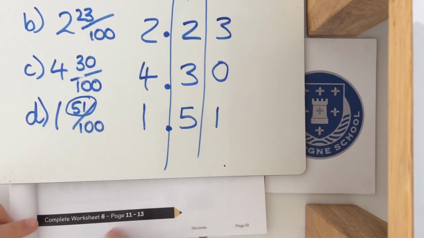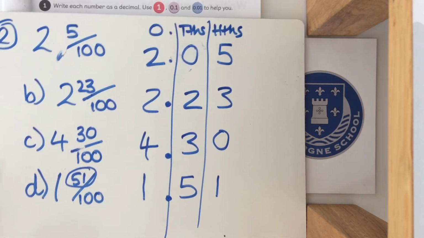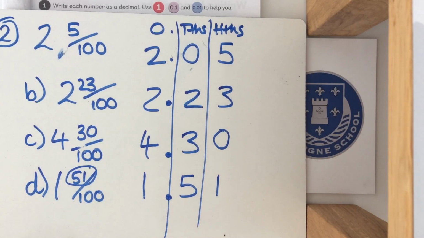So now it's your turn to have a go at worksheet 6, page 11 to 13. If you have any questions, do post them on our Google Classroom. Okay, I'm intrigued to see how we get on with this one. Please do draw your place value grids. Good luck, guys.